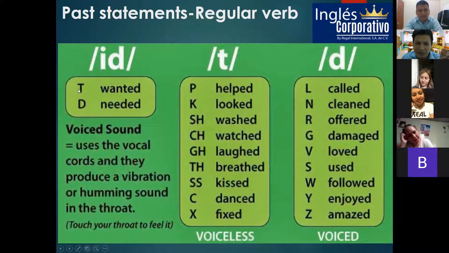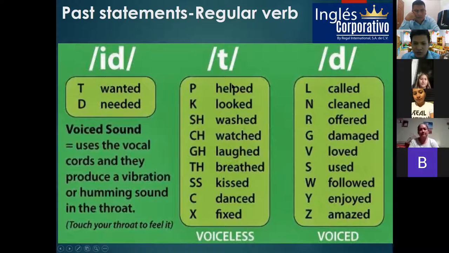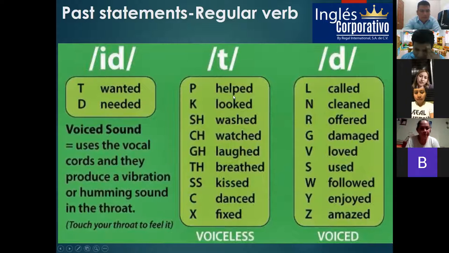Los verbos con D, vamos a decir id. Yeah, id. Muy bien, ¿qué es id? Esta palabra de acá casi siempre suena con la T, pero cuando ustedes lo dicen rápido va a sonar wanted. Okay, very good. Luego continuemos. Esto es lo mismo. Okay, T. Right. Okay.